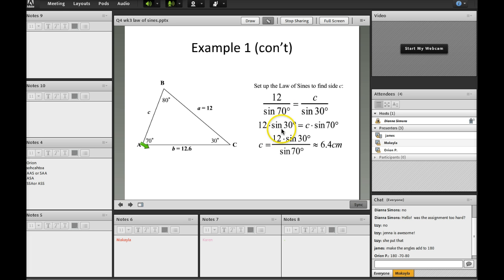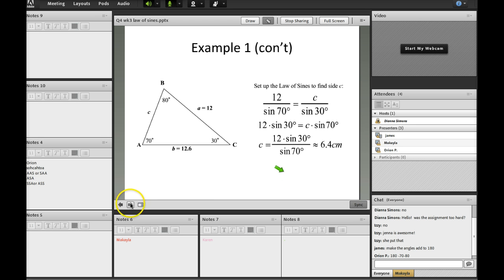If we have the side C, that's what we're looking for. We multiply both sides by sine of 30, sorry, because C is 30. And we get 12 times sine of 30 divided by sine of 70, and that makes the side C 6.4 centimeters. All right, law of sines, pretty easy, pretty straightforward.